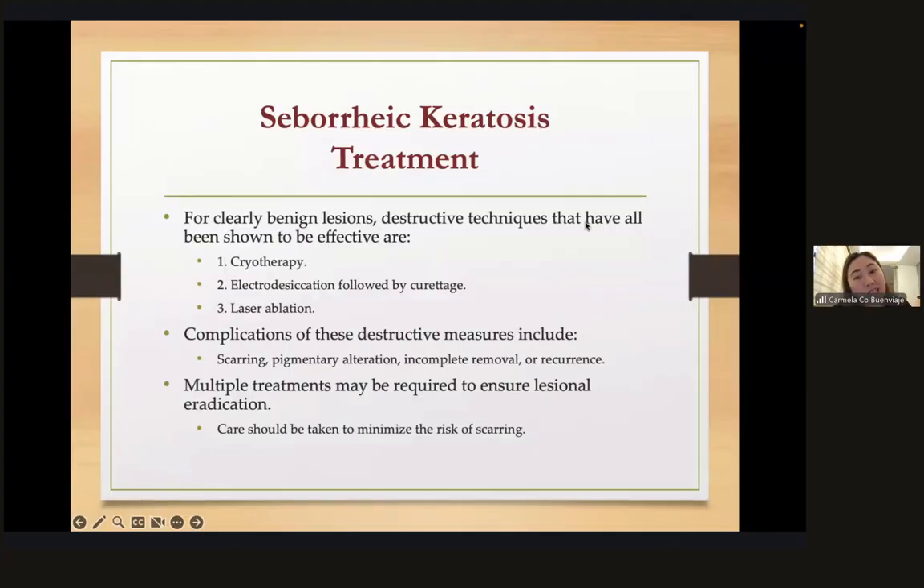Okay, so for the treatment, for clearly benign lesions, destructive techniques are already effective. For example, cryotherapy or freezing, electrodesiccation or cautery, followed by curettage or scraping, and even laser ablation. Okay, so we should just warn patients that these destructive measures also have complications such as scarring, pigmentary alteration, incomplete removal, and there's always a possibility of recurrence. So multiple treatments may be required to ensure lesional eradication. So care should be taken to minimize the risk of scarring.